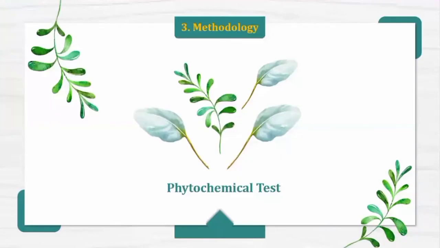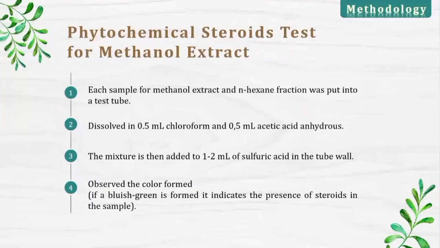The next step is the phytochemical test. The next step is the phytochemical steroid test for methanol extract. The process: each sample of methanol extract and n-hexane fraction was put into a test tube, dissolved in 0.5 ml chloroform and 0.5 ml acetic acid. The mixture is then added to 1 to 2 ml of sulfuric acid in the tube. Observe the color formed. If a bluish green is found, it indicates the presence of steroid in the sample.